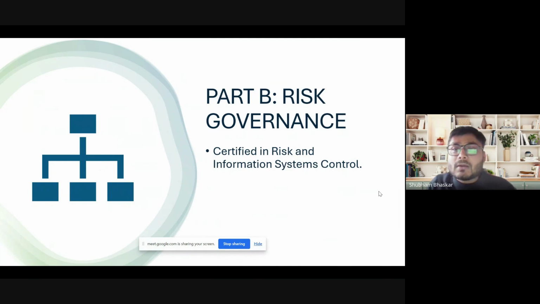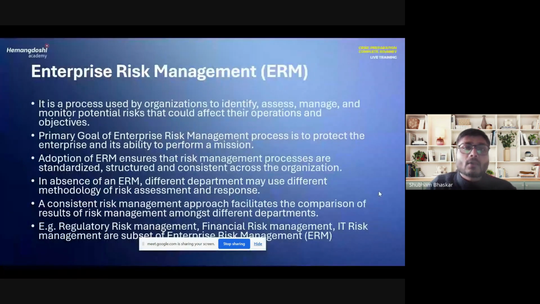By saying that, right, let's go. So second part is risk governance, right? Which first part was organizational governance. Now we are talking about how we govern the risk. Okay. Now ERM is the first thing that comes into my mind, right?